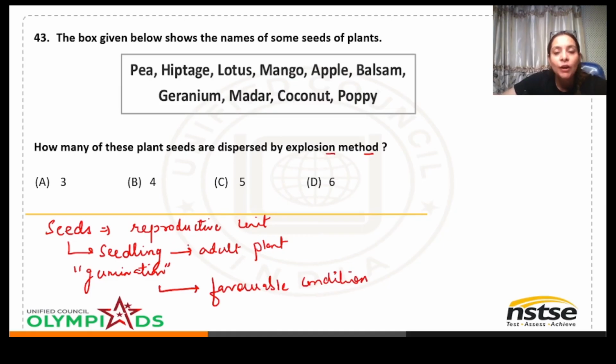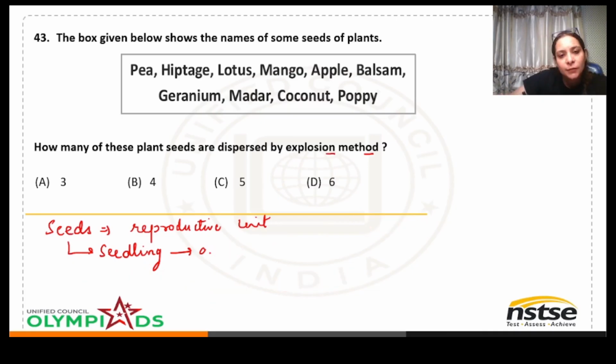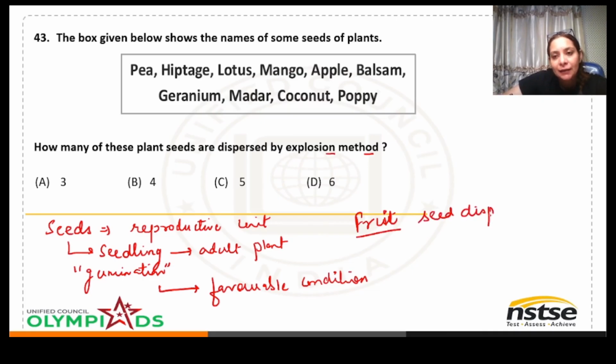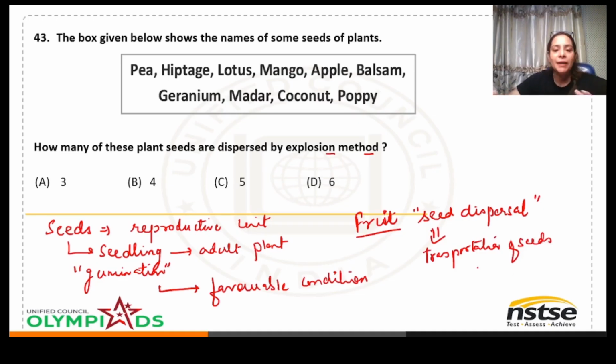Also, seeds, we know, are enclosed in fruit. Fruit encloses seeds in it. So therefore, seed dispersal is important, then only the seed will get to the place where it is going to get favorable conditions. So what is seed dispersal? It is basically transportation of seeds to favorable places, meaning a suitable place where it can germinate.